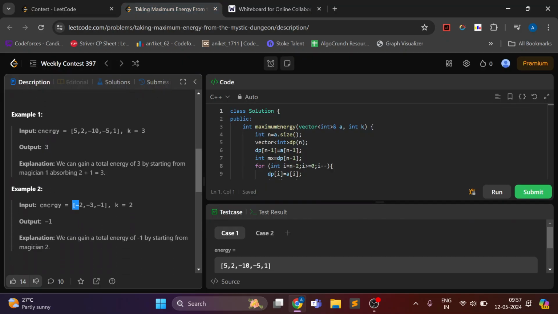Similarly in this case, if we start from minus 2, after 2 jumps it will go to minus 1, so minus 2 plus minus 1 is minus 3. If we start from minus 3, then it will end at the array, so minus 3 itself, and for minus 1 again minus 1 itself. So the maximum of all those possible combinations is minus 1. That's why the answer here is minus 1.